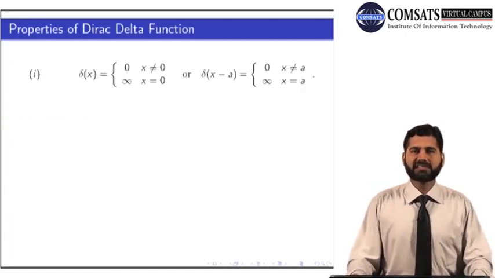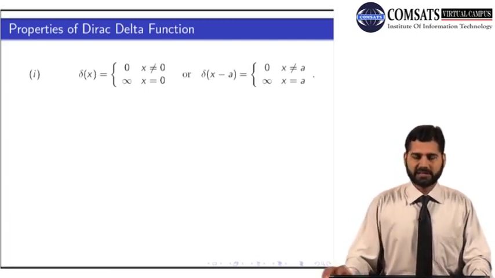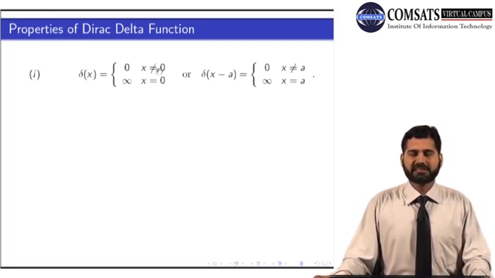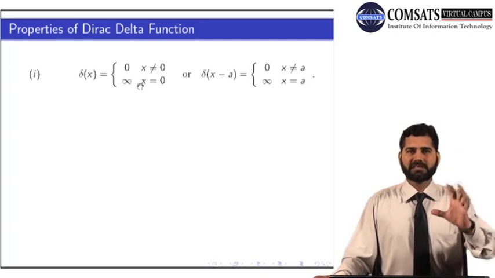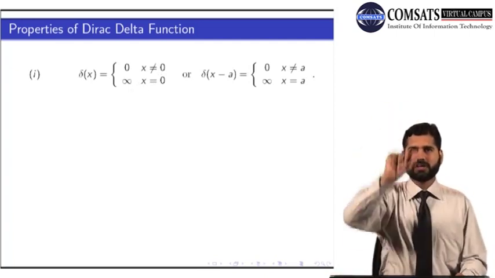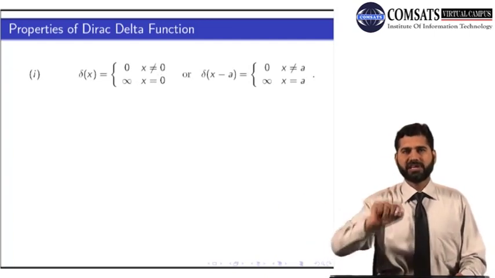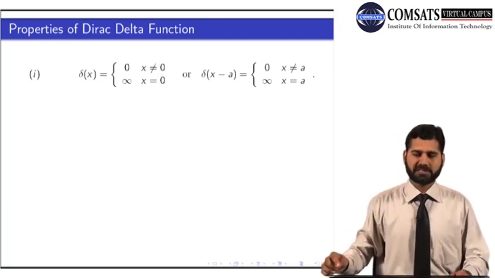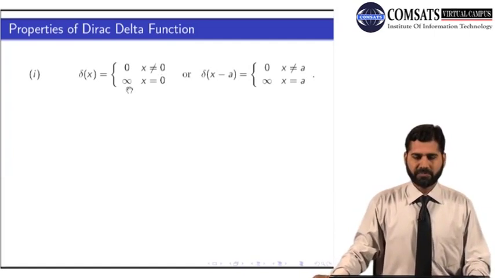So first of all, what is the definition of the Dirac delta function? It's small delta of x. It is 0 if x is not equal to 0, and it is infinity when x is equal to 0. So basically it's an impulse function. At 0 it gives you an impulse, infinity. It's 0 everywhere, all of a sudden it goes to infinity, and then it's again 0. So it gives you a very quick impulse. It blows up at x equal to 0.